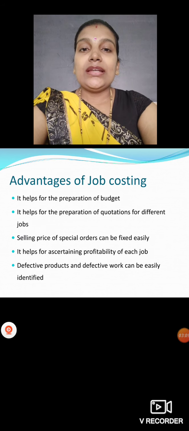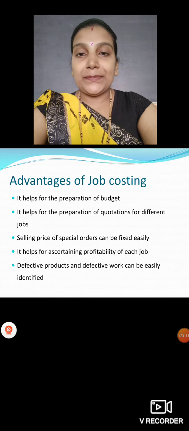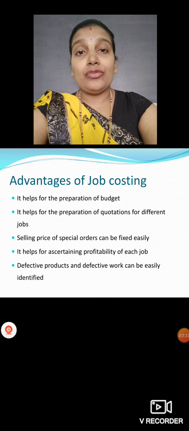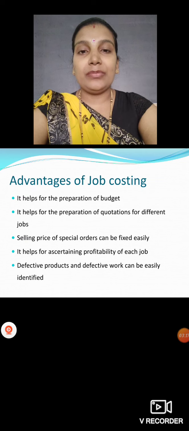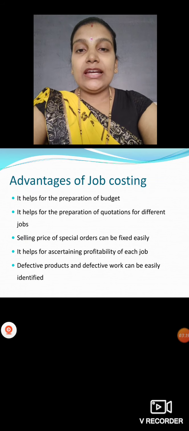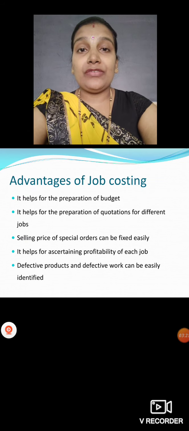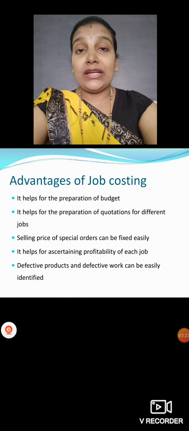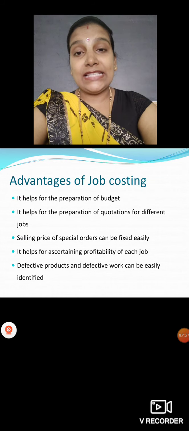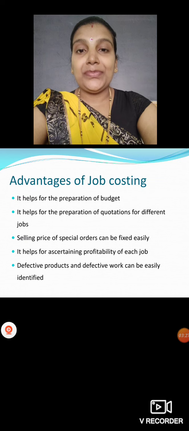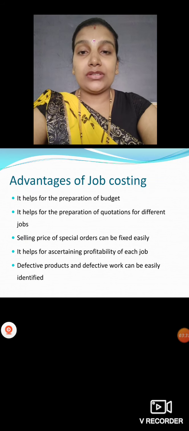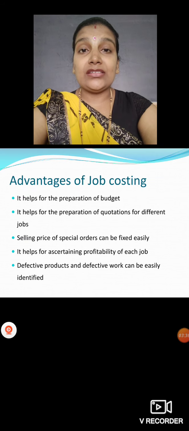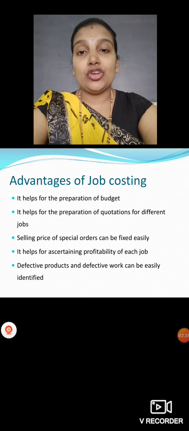Then the advantages of job costing: it helps in the preparation of budgets. While making the job costing, we prepare the budgets here. Then it helps in the preparation of quotations for different jobs. As we used to make tenders and quotations in output costing, the same you have here in job costing. But here we will prepare quotations for different jobs, whereas there it was for different years, right? Here it is for different jobs.